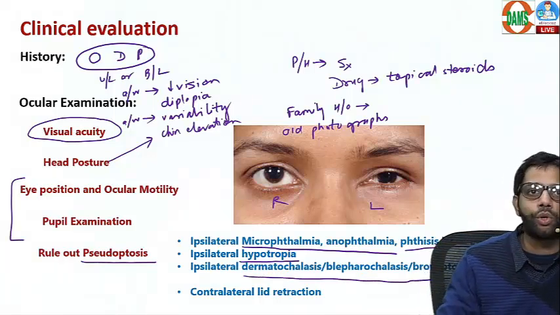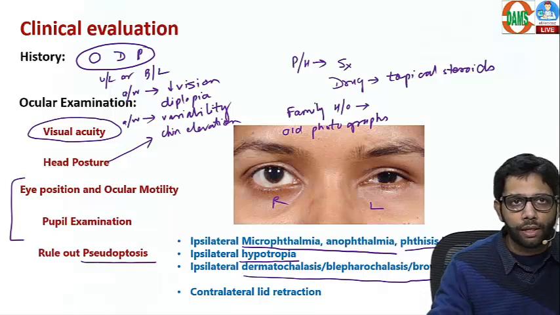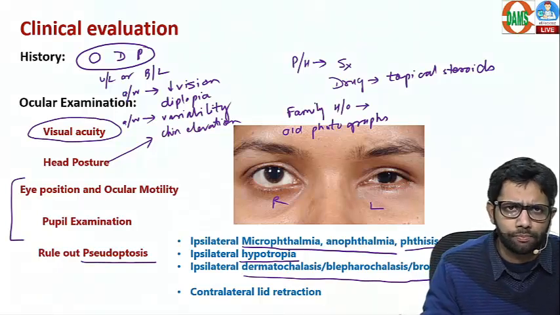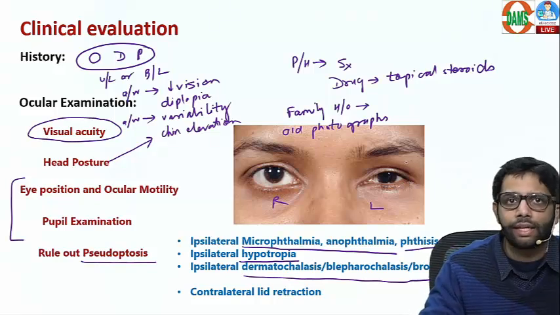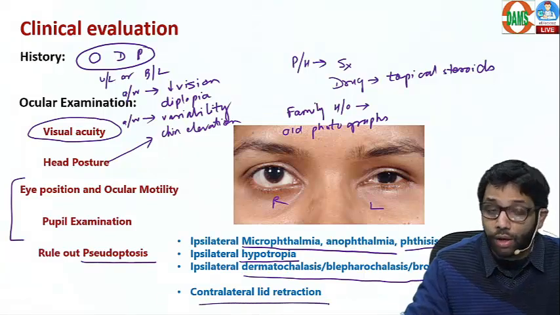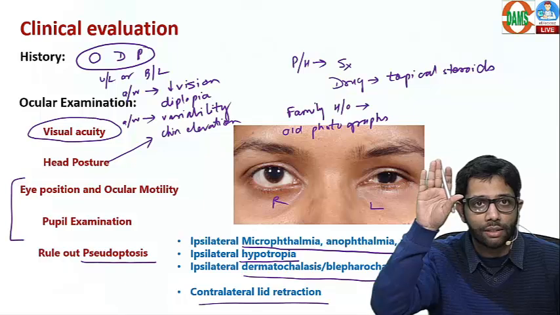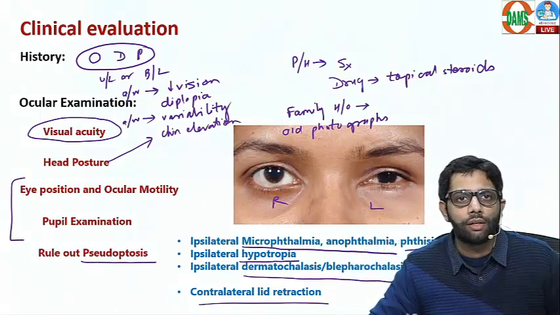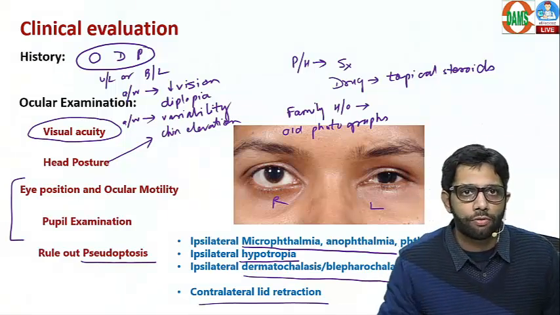Dermatochalasis, blepharochalasis, brow ptosis. If there is a ptosis of the brow, if the brow is bulky and pushing the eyelid down, there will be a false ptosis. Similarly, blepharochalasis and dermatochalasis are bulky eyelids, so they will cause a false ptosis. And contralateral lid retraction: if the patient has retraction of the other eyelid, this eye will appear to have a lower level. So that also has to be ruled out in a general examination of a ptosis patient.